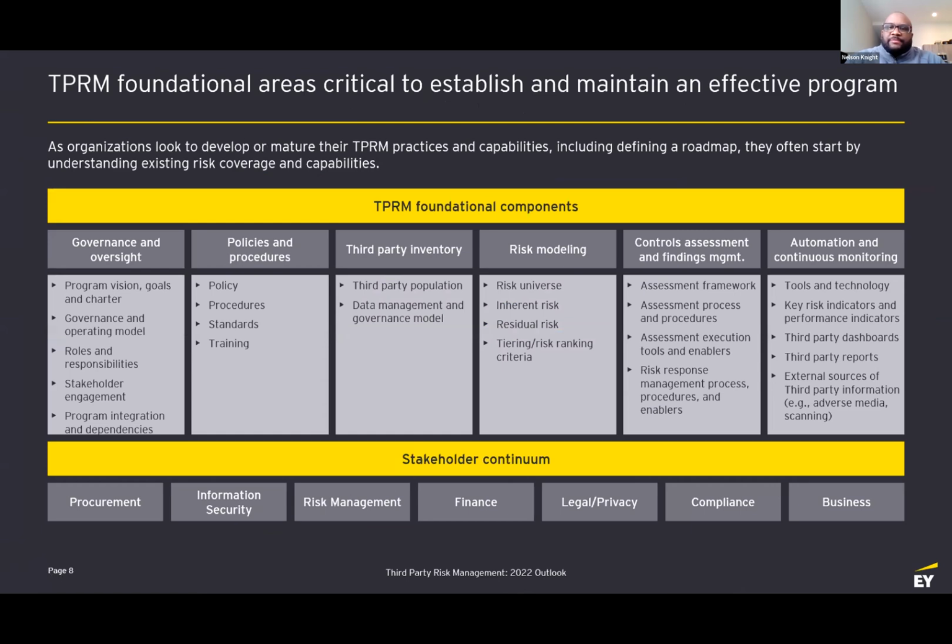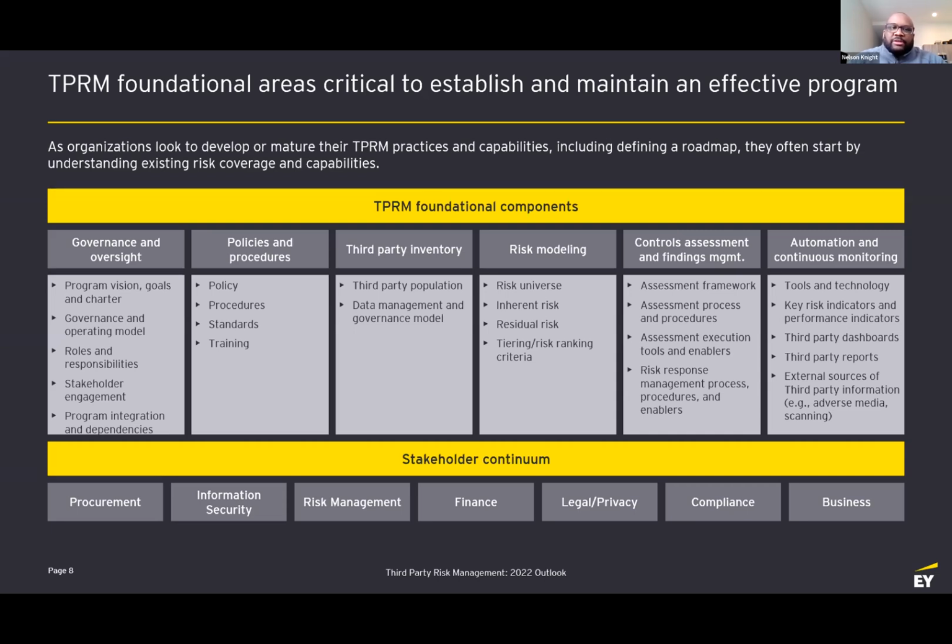So looking at the TPRM foundational components, anytime we're looking at an organization and want to see how their third-party risk management program is, these are going to be the 6 pillars that we really look at to see how they're doing.